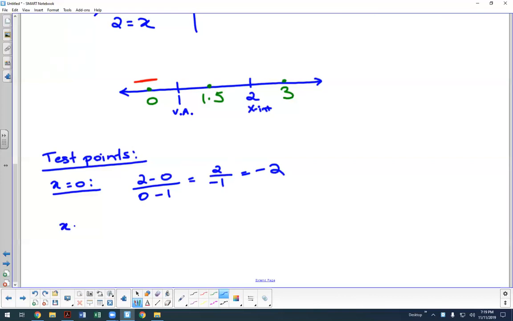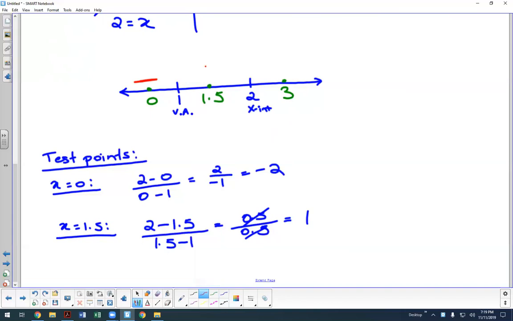Okay, when we use x equals 1.5, that will be 2 minus 1.5 on top, and on the denominator, 1.5 minus 1. What does that end up giving us? Yeah, because you will get 0.5 on the top, 0.5 on the bottom. That's half divided by half, which ends up giving you 1. So that's telling us we actually have a positive sign in the middle.